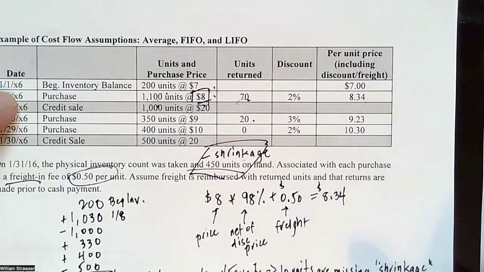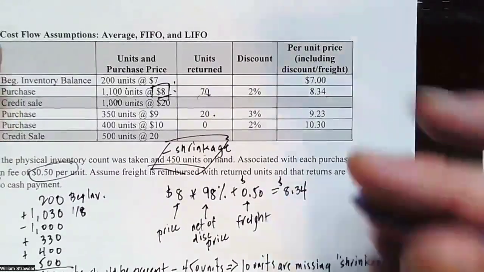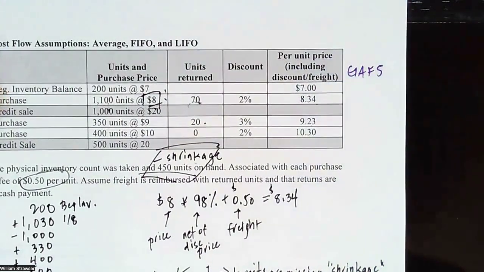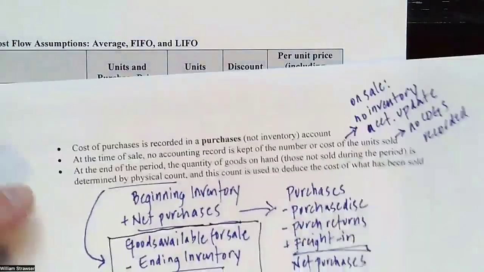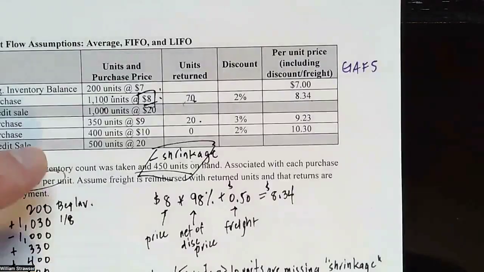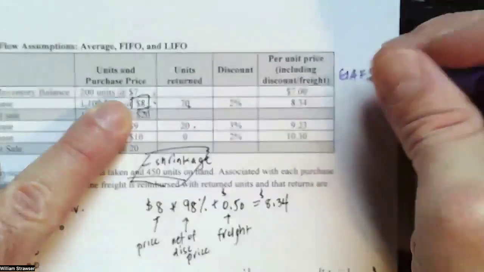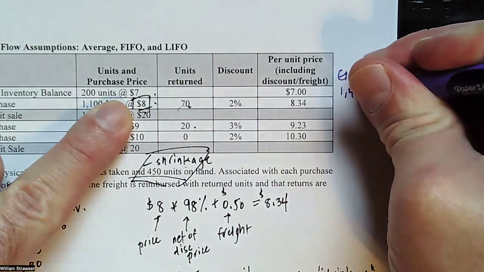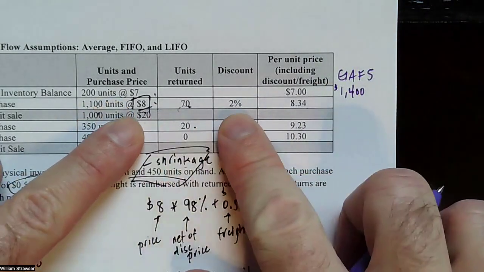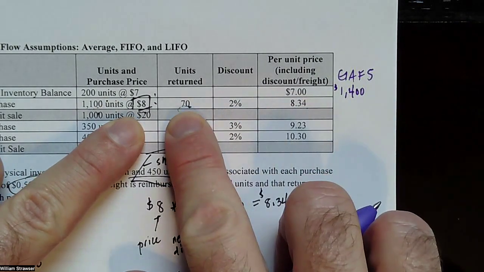We just got to be a little bit careful with making sure we consider returns. So in order to calculate goods available for sale, remember goods available for sale, going back to this nifty little equation, is going to be my beginning inventory plus net purchases. So we do have to consider our beginning inventory. $7 times 200 is $1,400. Done. We do have to consider discounts and freight, which are embedded in this price, and also returns.